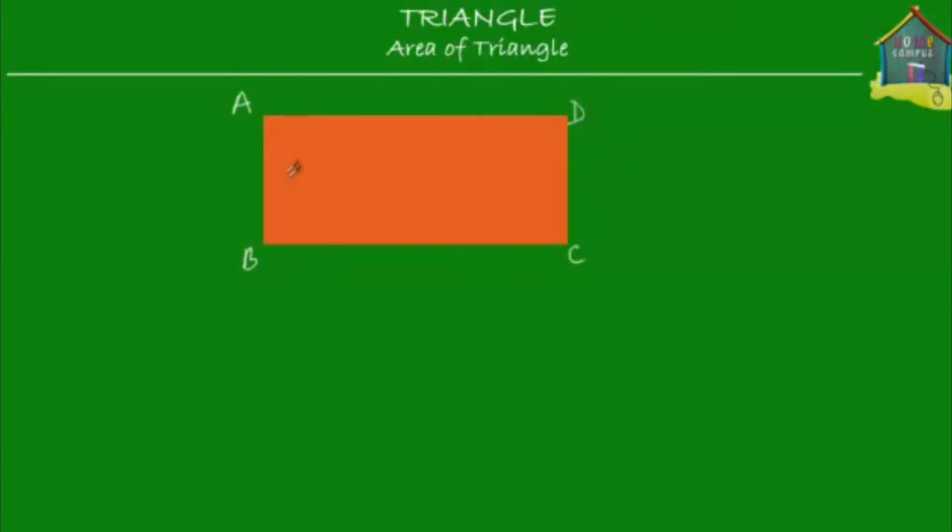So I have a rectangle ABCD, and just like any rectangle, it's got a length, which is the longer side, and a width. Next, I'm going to cut this rectangle into two triangles. This is how I'm going to cut the rectangle into two halves to make two equal triangles.